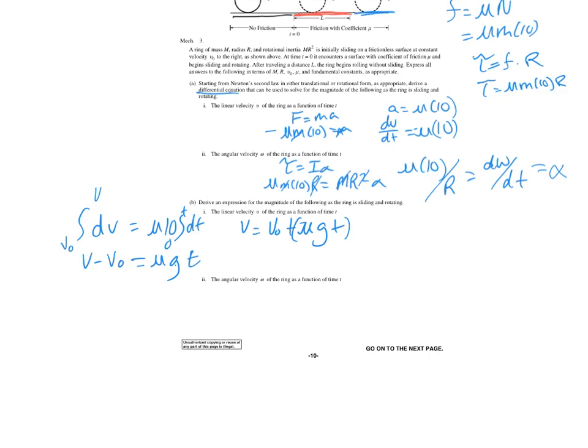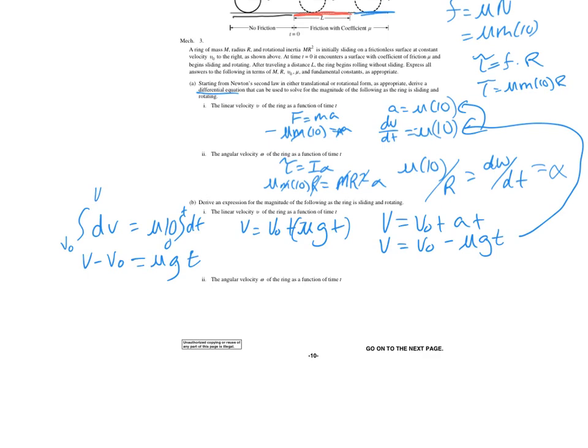Okay. Now, you could do this without doing the calculus. You could just do v is equal to v naught plus at. You know that acceleration is equal to mu times g, so v is equal to v naught minus mu g t. And that's perfectly fine. So if you don't know how to do calculus, you don't have to do calculus.